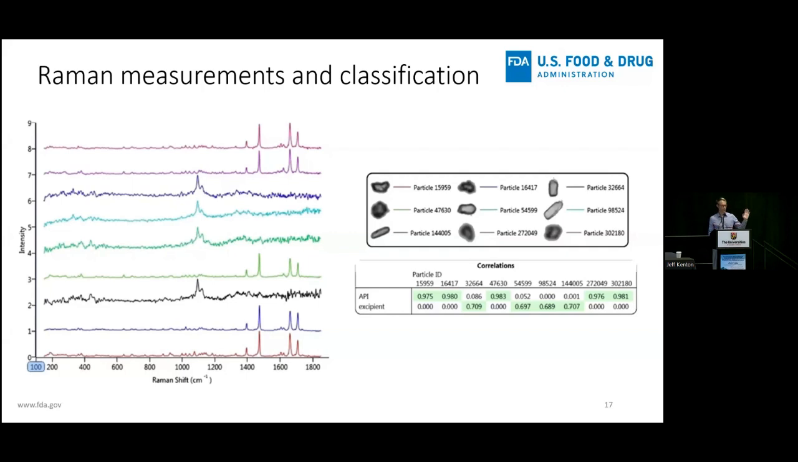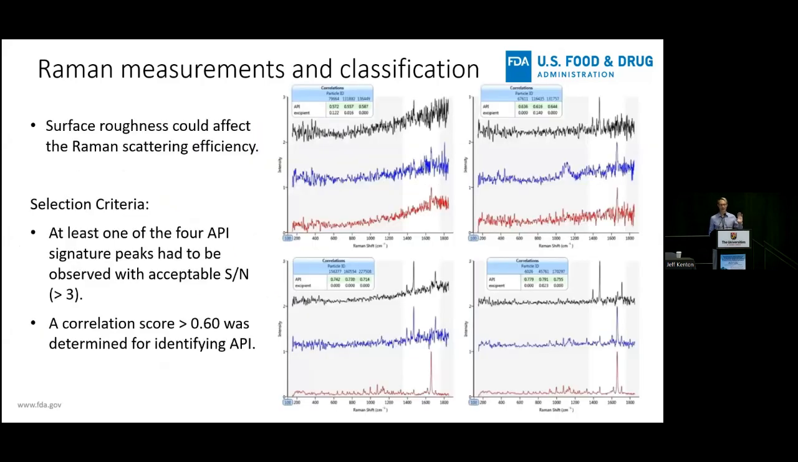But I must admit that these are very good spectra. Not everything is this pretty. Surface roughness can affect Raman scattering efficiency.